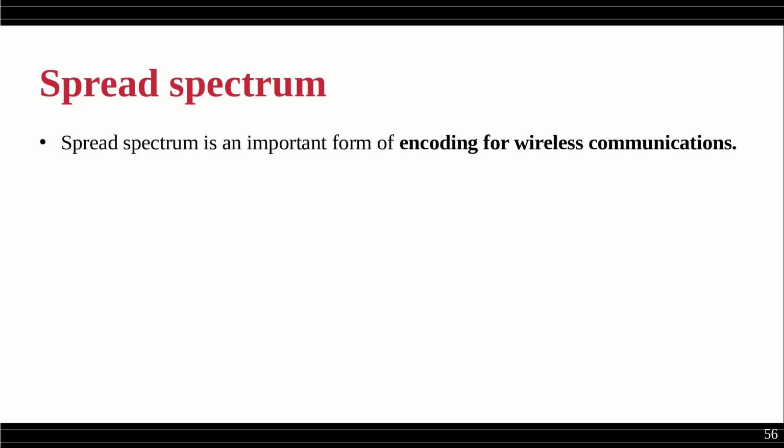As an introduction, spread spectrum is an important form of encoding for wireless communication. We have already seen different encoding techniques for wired communication, how information is translated into a digital or analog signal. Now what happens for the wireless signal? When it is wireless, what is the main problem faced by wireless communication? It is the security aspect, right?